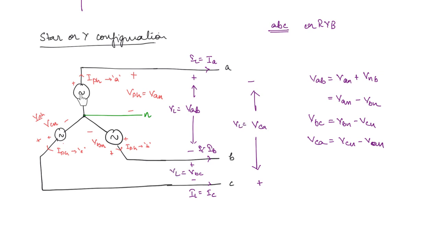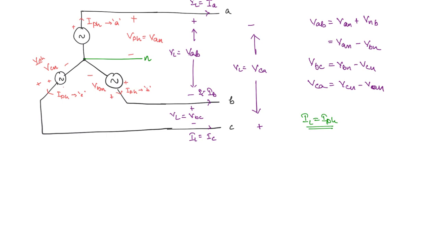Now here you can see that the phase current is equal to the line current. Okay, so in a star configuration, the relation between the voltages is given like this, and the relation between the currents is going to be IL is equal to I phase. So now we will draw the phasor diagram.